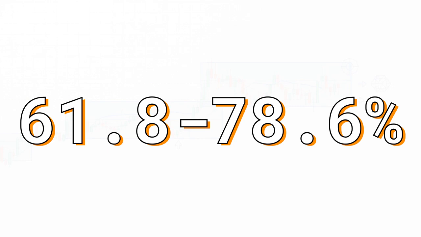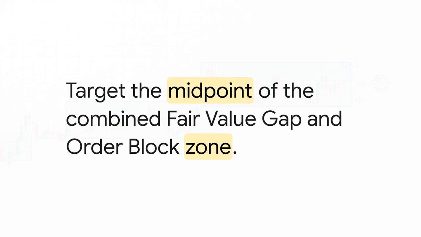Want to dial that precision in even further? Look at how your fib levels line up with your institutional footprints. To absolutely maximize your chances of getting filled, you want to place your limit order right at the mathematical midpoint where the fair value gap and the order block overlap. Let me tell you, that combined zone is incredibly respected by algorithmic trading models.